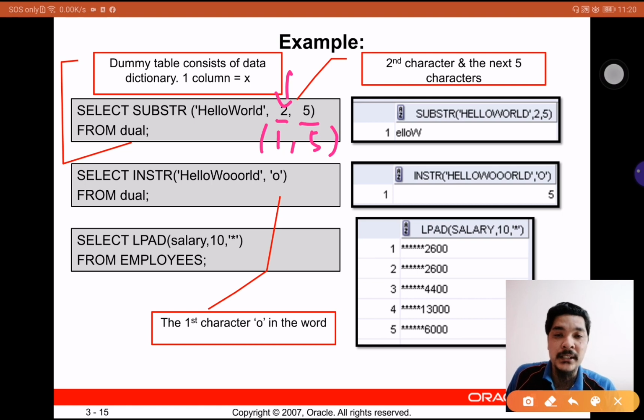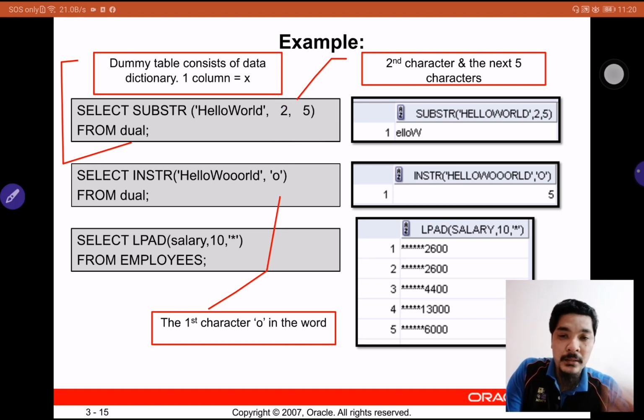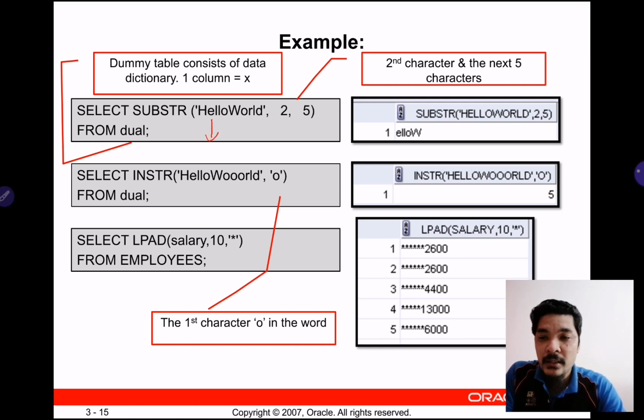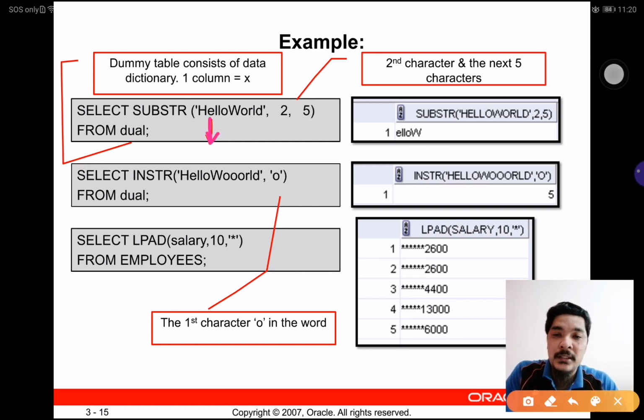Okay, saya ulang sekali lagi. Bermula dengan karakter yang kedua dan 5 seterusnya. Okay, dan 5 seterusnya. Okay, apa maksud dia? Listen carefully. If, let's say, 2, which one is character number 2? H, E. E is character number 2. This is character number 2, and 5 onwards. 5 yang seterusnya. 1, 2, 3, 4, 5.